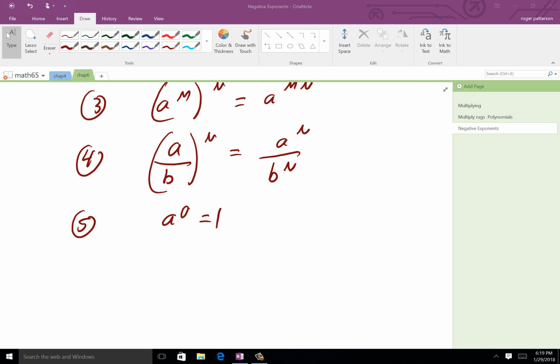The 6th one says a to the negative n is equal to 1 over a to the n. All right, so if we take a number to a negative power, then it just flips.